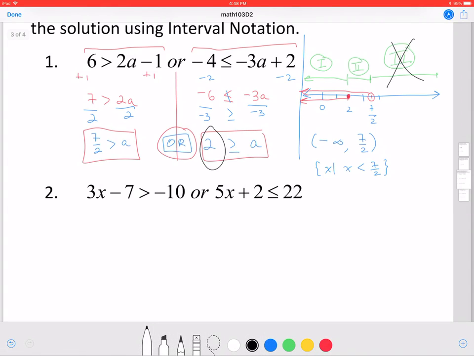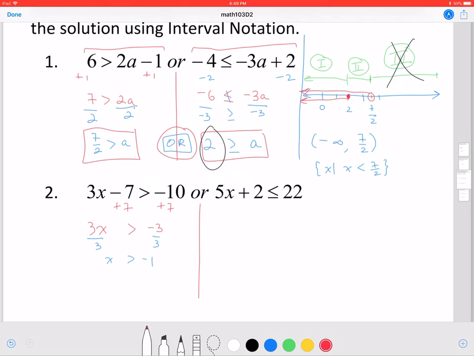All right, we're going to approach this in a similar way, where we solve each one separately. So let's begin. Plus 7 on both sides. So 3x is greater than negative 3, divided by 3, and we have x is greater than negative 1.